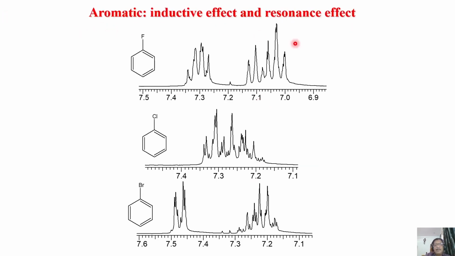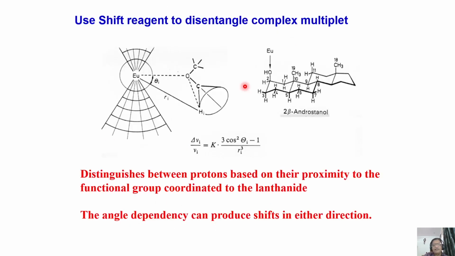Of course, the aromatic inductive effect with fluorine, chlorine, and bromine is different. With the electronegativity of the substituent, the spectrum drastically changes. You can see the change in the spectrum because of how ortho, meta, and para protons move. In the same way, you can work it out. This is again the inductive effect on the aromatic systems.